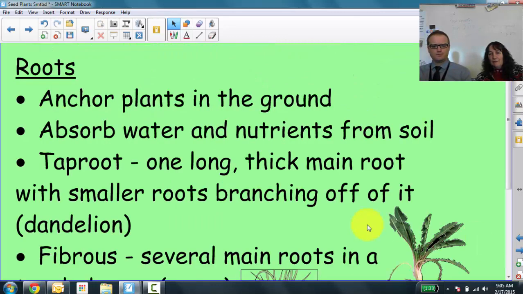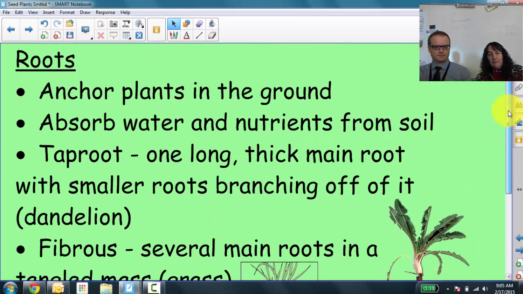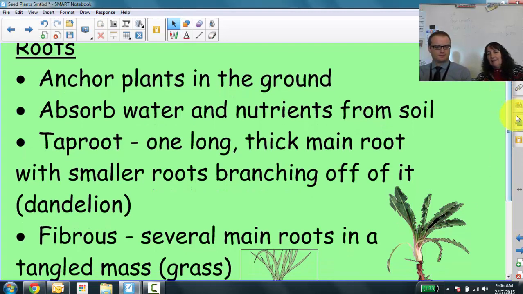Then we have roots, and the root's job is to anchor that plant in the ground. And it also is absorbing the water and nutrients from the soil, sending it up to the stem so it can take it to the leaves. There's 2 kinds of roots. There's the tap root, and that would be like a dandelion.